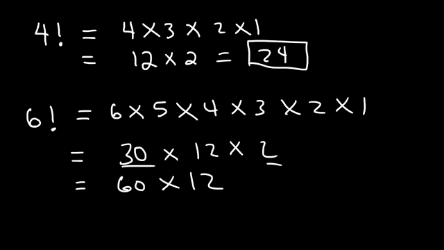And then 60 times 12. Well, 6 times 12 is 72. Therefore, 60 times 12 is 720. So 6 factorial is 720.